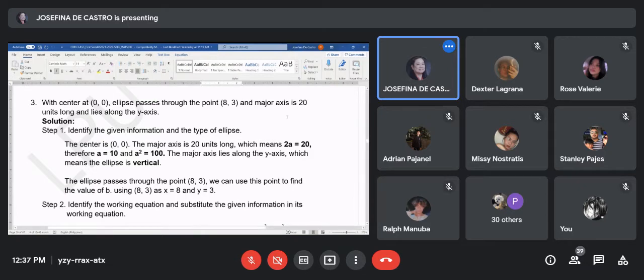Okay, number 3. With center 0, 0, the ellipse passes through the point (a, 3). So, nagdaan daw sa (a, 3). And the major axis is 20 units long and lies along the y-axis. Plus, pagka hindi minention, kunyari sinabi lang na major axis is 20 units, minor axis is equal to 10 units, at hindi sinabi kung nasaan si major axis, two solutions yun. Dalawa sagot nun.